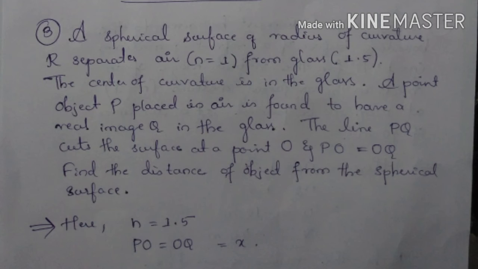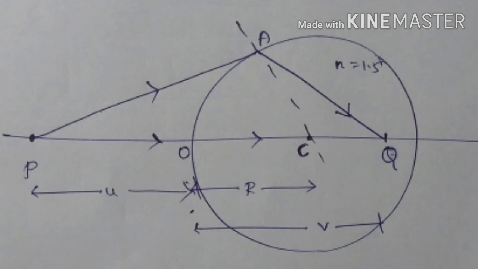So, here it is telling that the line PQ cuts the glass surface at point O. So, if PO is equal to OQ, then from this question we have to find the distance of the object from the spherical surface, or U. To calculate U, we need to first draw the diagram for the above question.